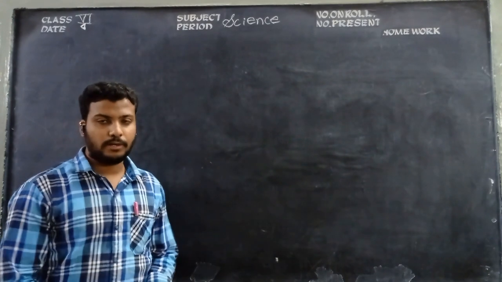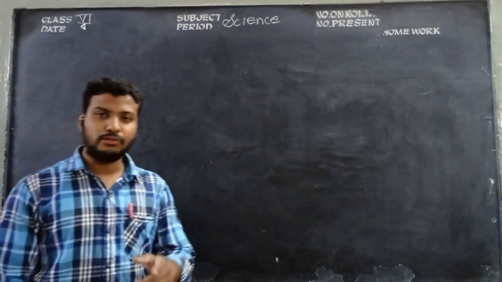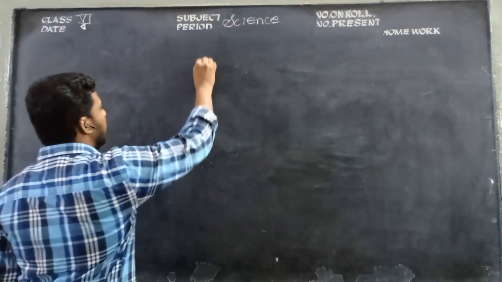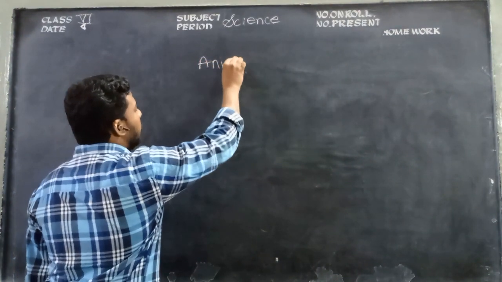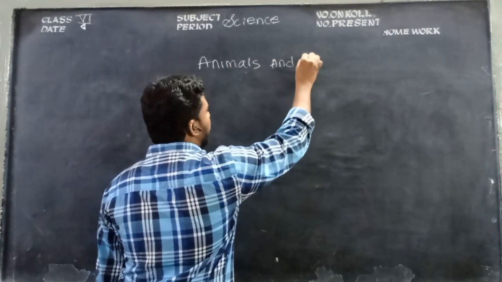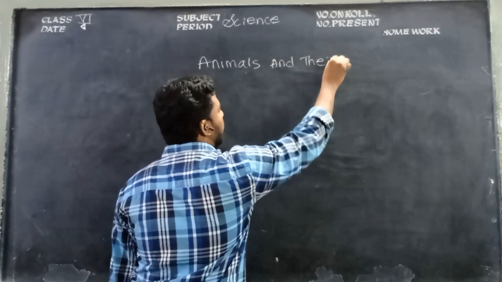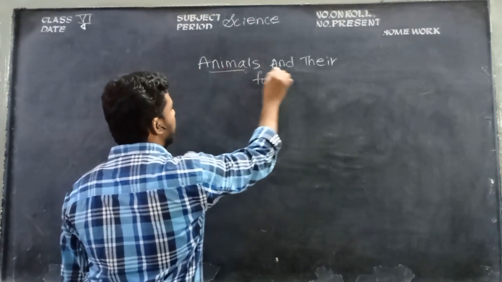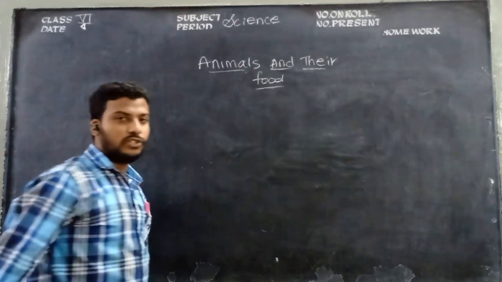Children, in today's session, we are going to discuss a new chapter, and the title of the chapter is Animals and their food.